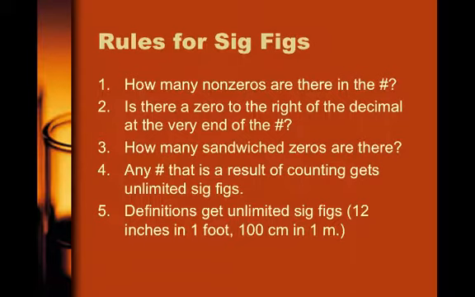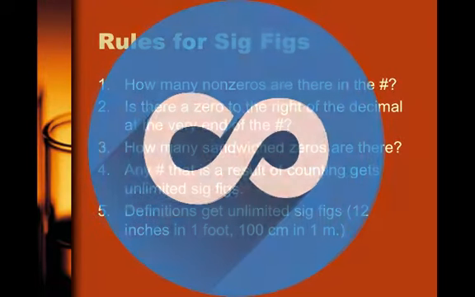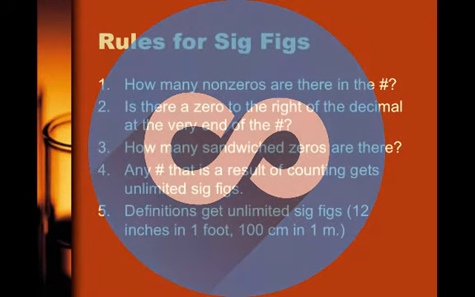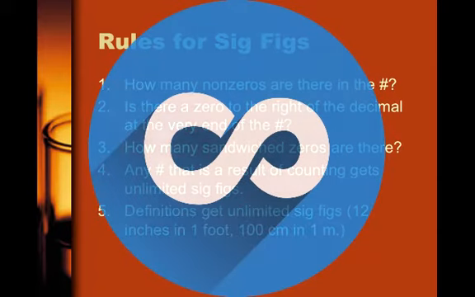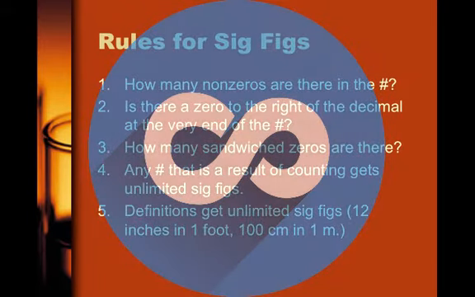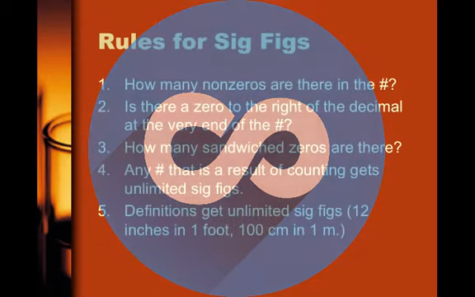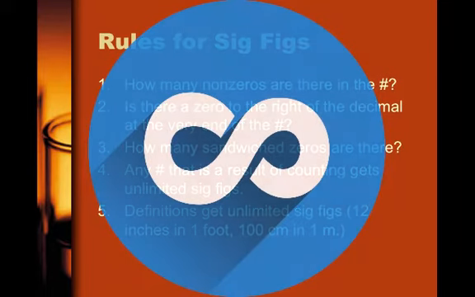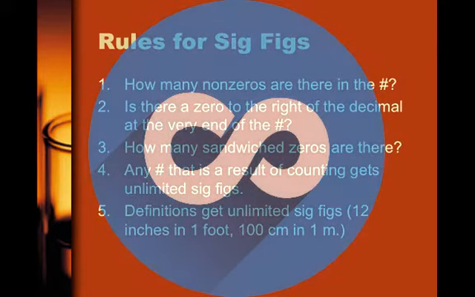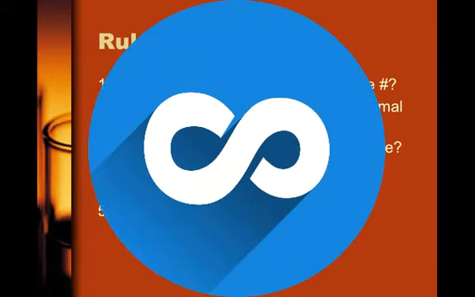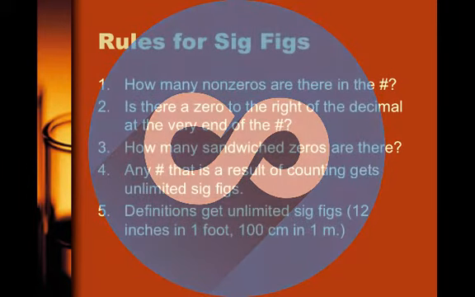Anytime you count something, or anything that's a definition, gets unlimited sig figs. So in other words, go to your room and count the number of shoes in your room. 1, 2, 3, 4, 5, 6, 7, 28. I have 28 shoes. Well, did you round that 28 shoes? I don't really think you had 27 and a half shoes and you rounded up. I really don't think you had 28.23 and you rounded down.